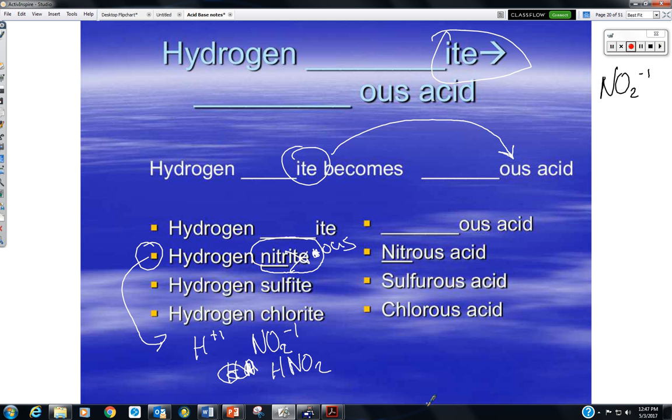Now, the old way that they taught this, and to remember the naming, is basically you look at whatever element is in the center.